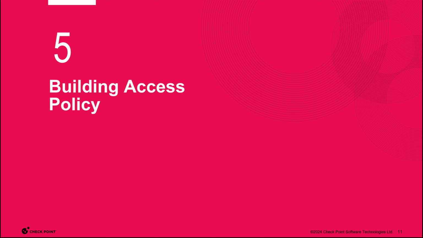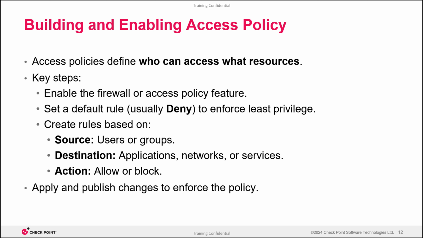Okay, now let's talk about building access policies. Access policies define who can access what resources. We can start by enabling the firewall or access policies feature and set a default rule, usually deny, to enforce least privilege. Then we can create rules based on source, destination, and action. We have to apply and publish changes to enforce the policies.